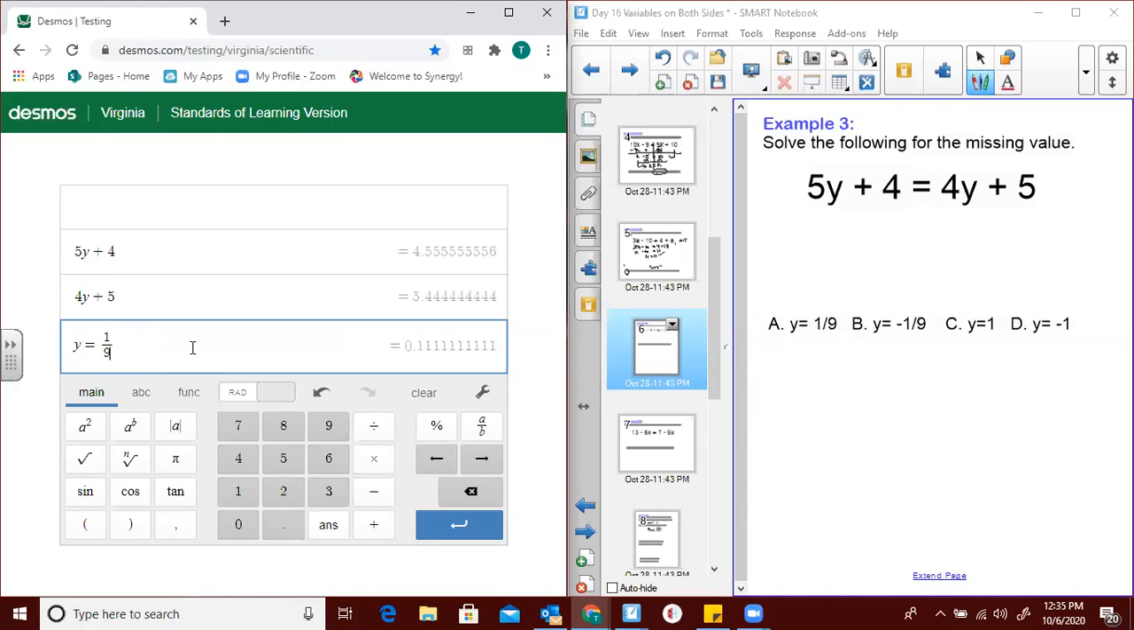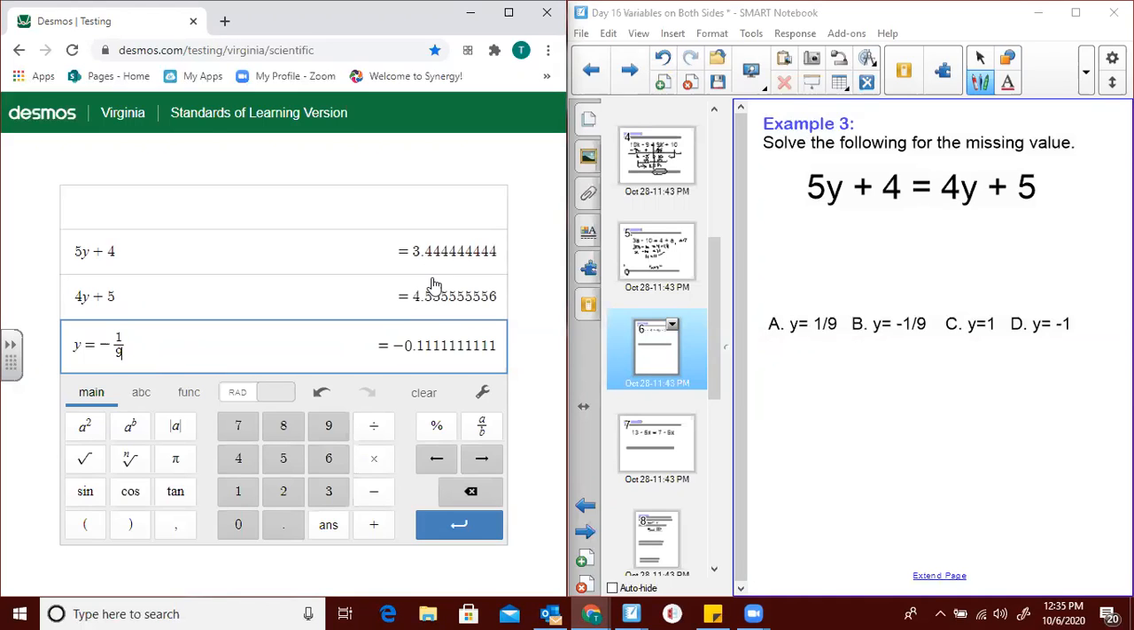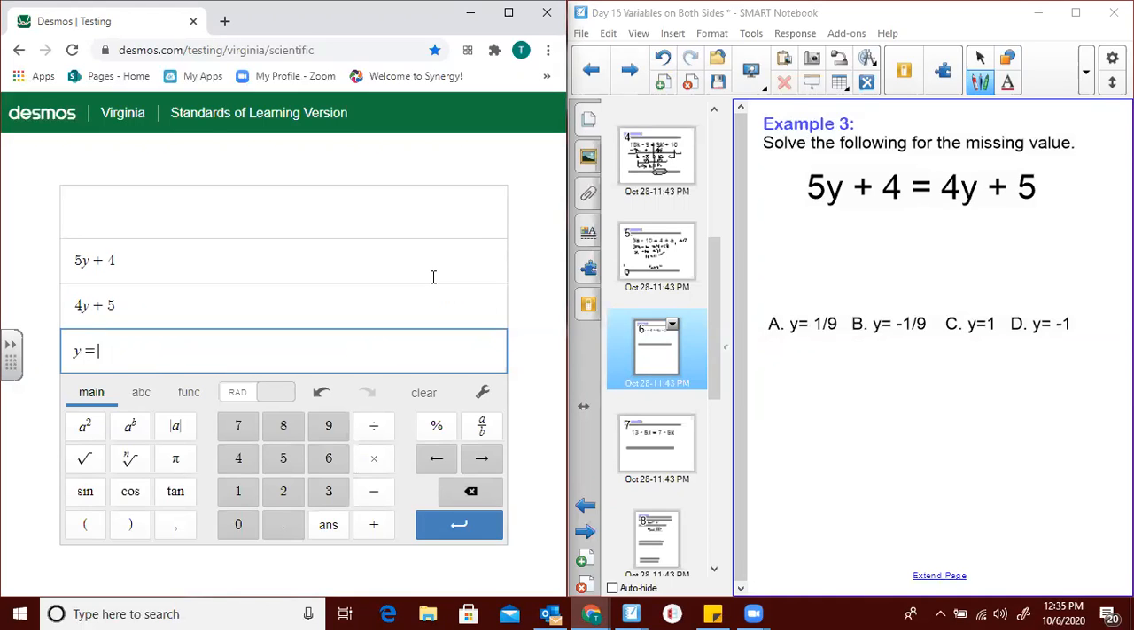So A is 1/9. Well, you can see that I have 4.5 repeating for my left-hand side, and for my right-hand side, 5.4 repeating. So it's not going to be 1/9. Let's try -1/9. Again, these numbers do not equal, so it cannot be the correct choice. I put in my 1. I get a 9 for both answers. So I'm feeling pretty good that C is going to be the answer. But let me just double check D to make sure. And -1 gives me a -1 and a 1, which is not the answer. So 1 gave me 9.